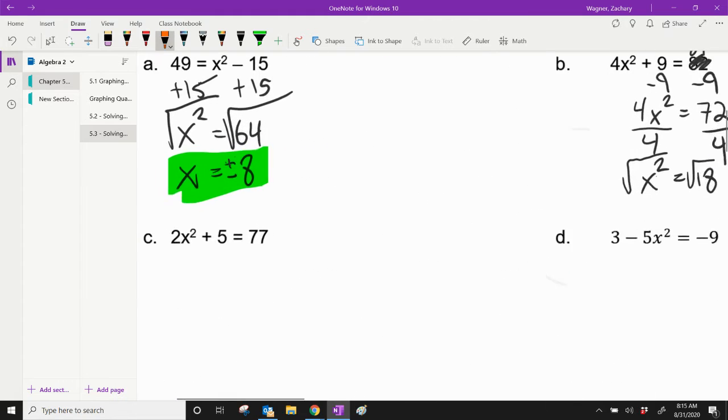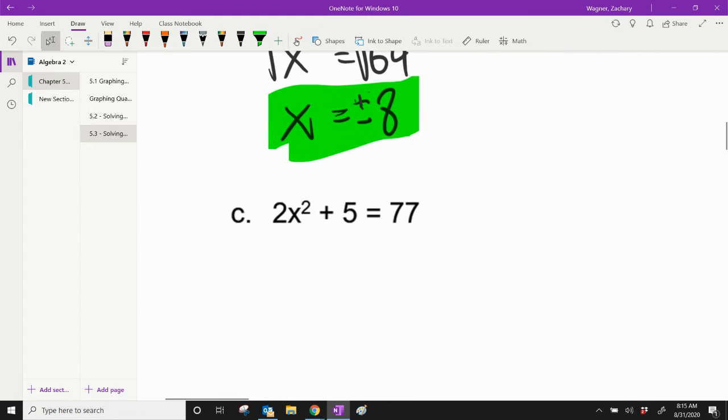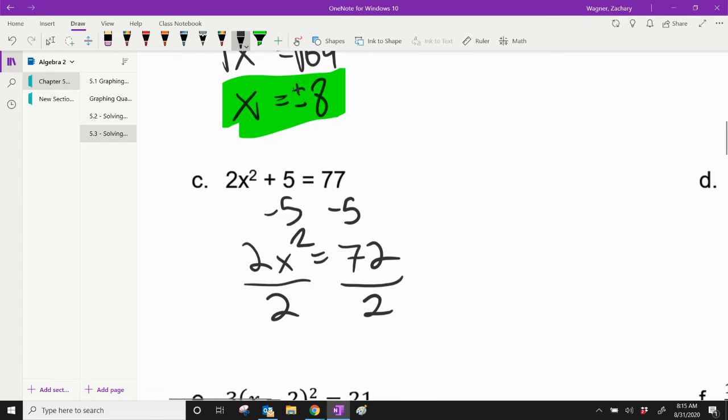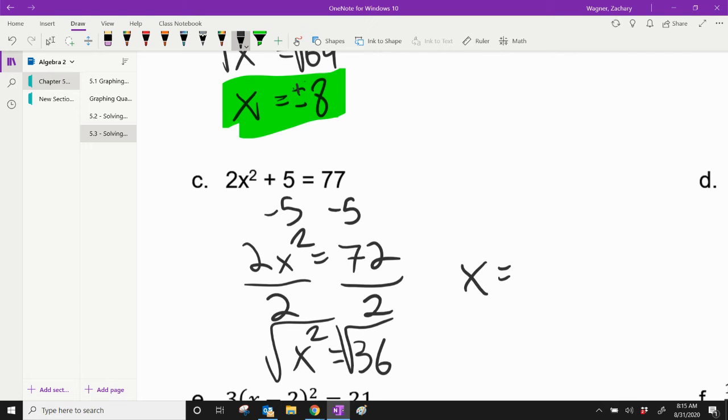Boom, right here, 2x squared plus 5 equals 77. I'm going to subtract 5 from both sides. 2x squared equals 72. I'm going to divide to get rid of my coefficient. 72 cut in half is 36. This, we like 36. Because when I square root both sides, you'll notice the square root of 36 is a whole number. X is both the positive and negative version of 6.